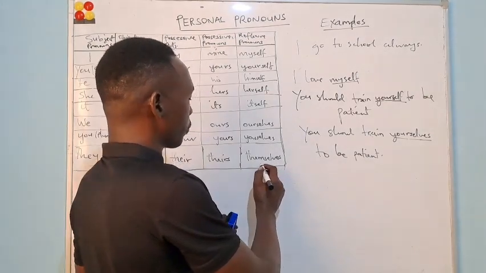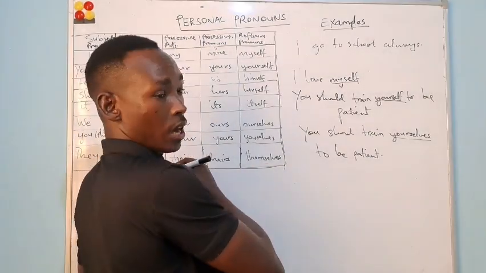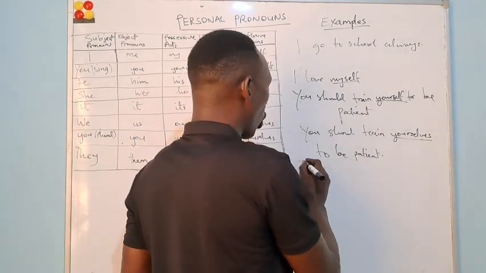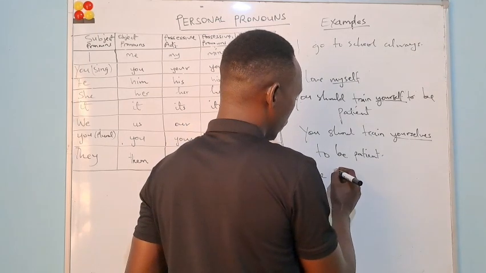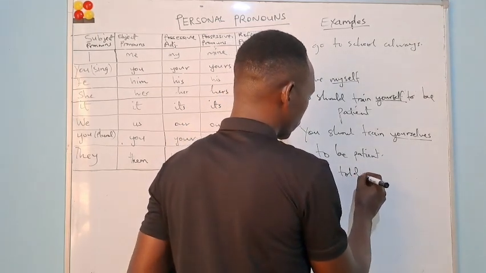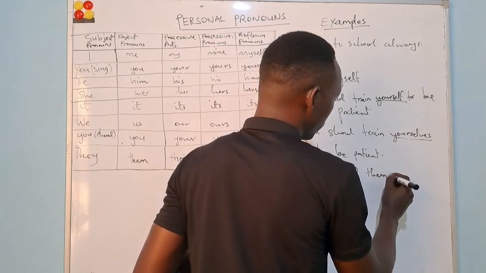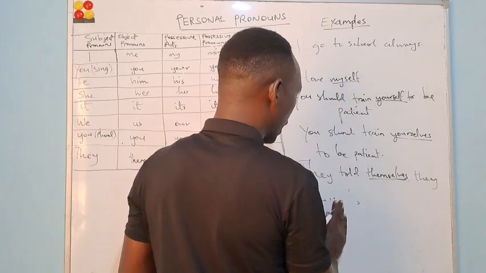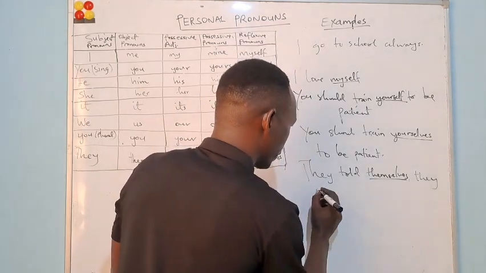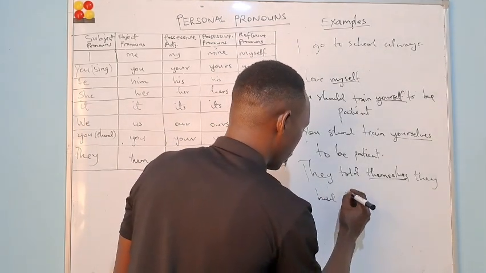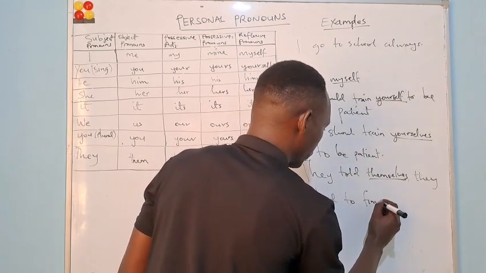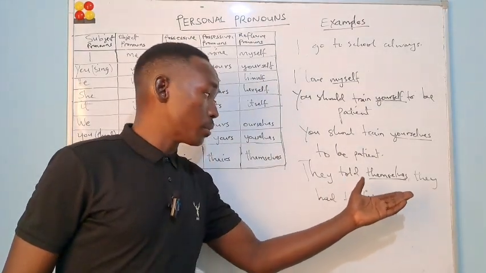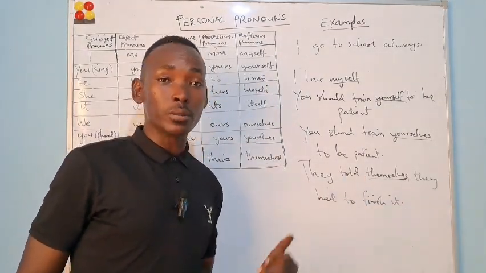Themselves is a reflexive pronoun for they, okay? You can say, they told themselves they had to finish it. They told themselves they had to finish it.